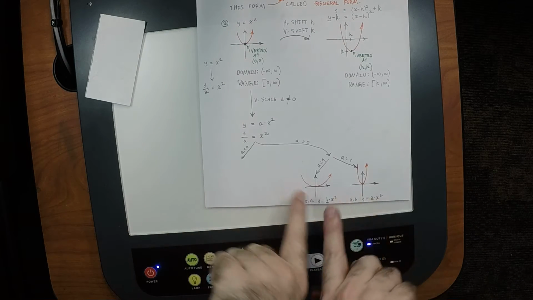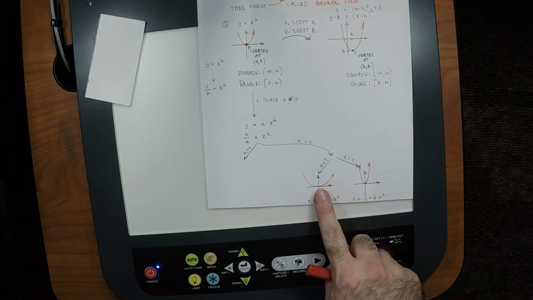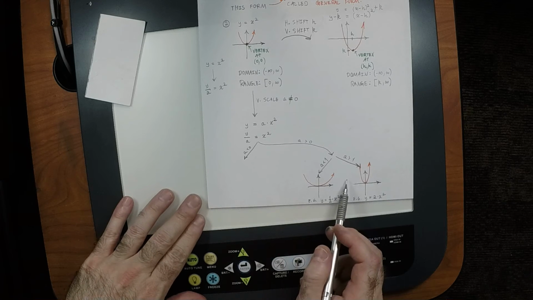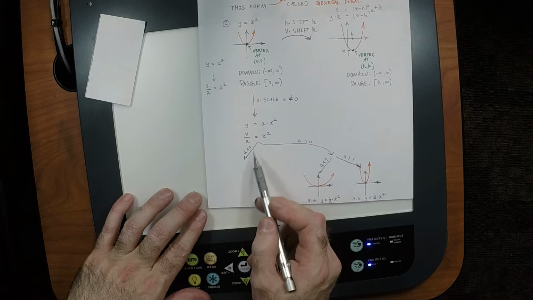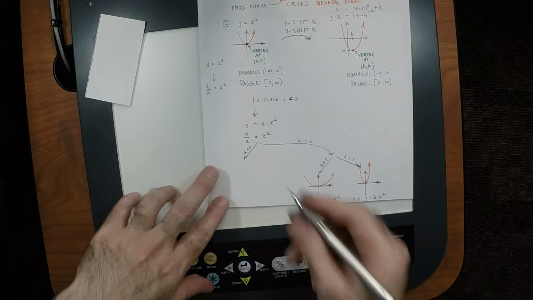So both of these still go infinitely far up, but this one just goes up really quick, and this one goes up a little slower. All right. Fine. So that's what happens if we go this way. If we go this way, we're saying that we're going to flip the parabola over, a vertical flip.